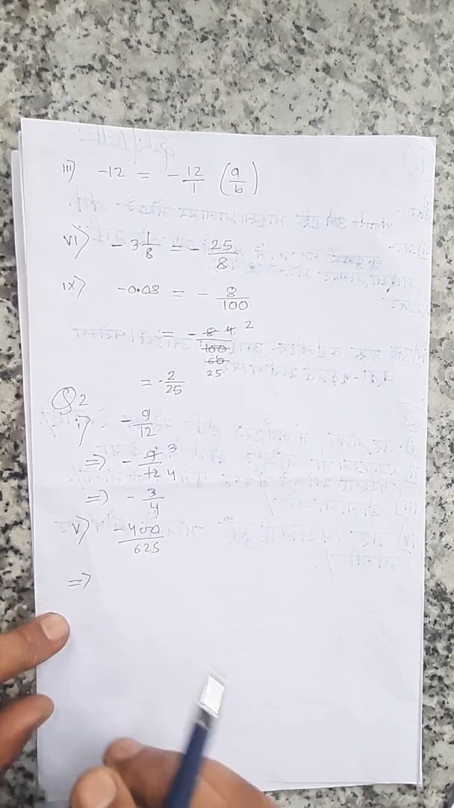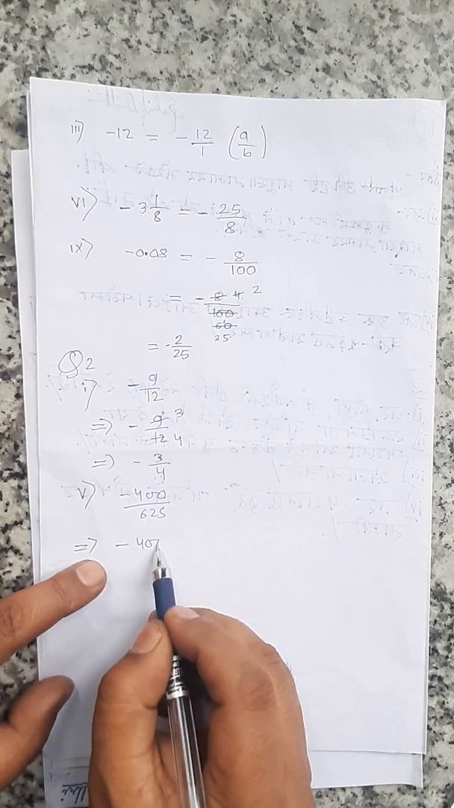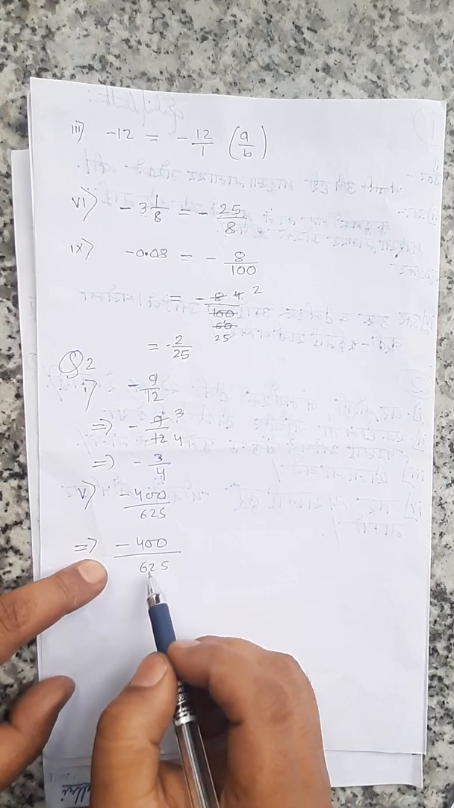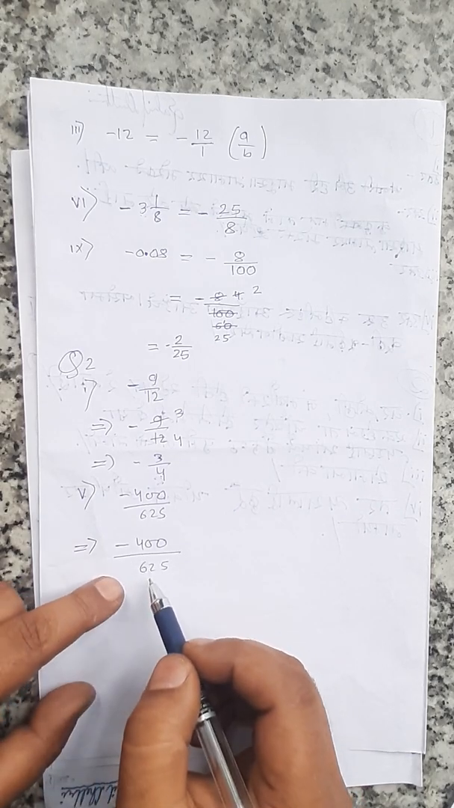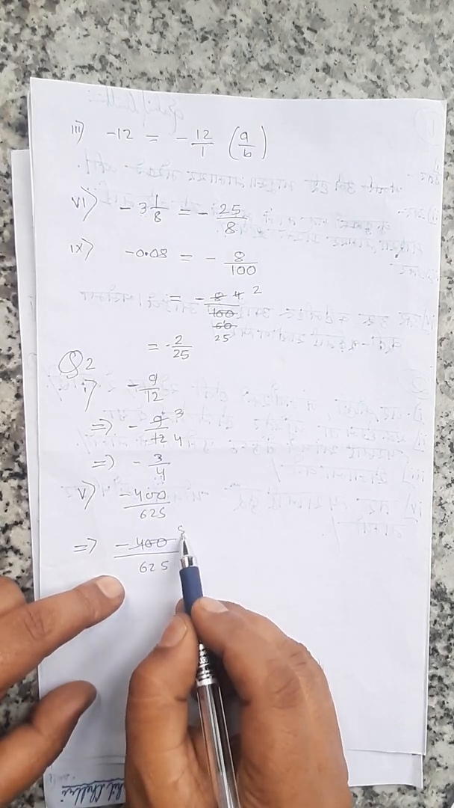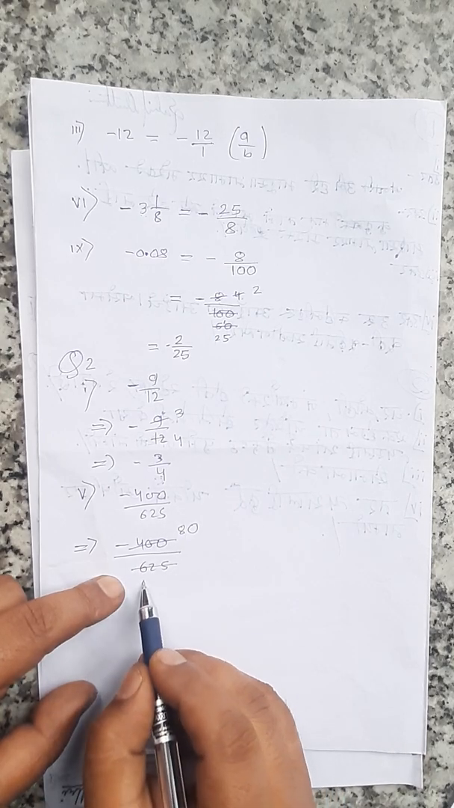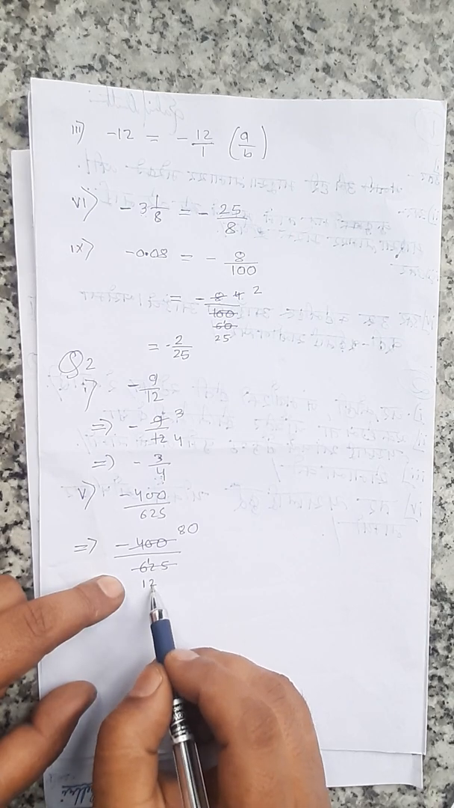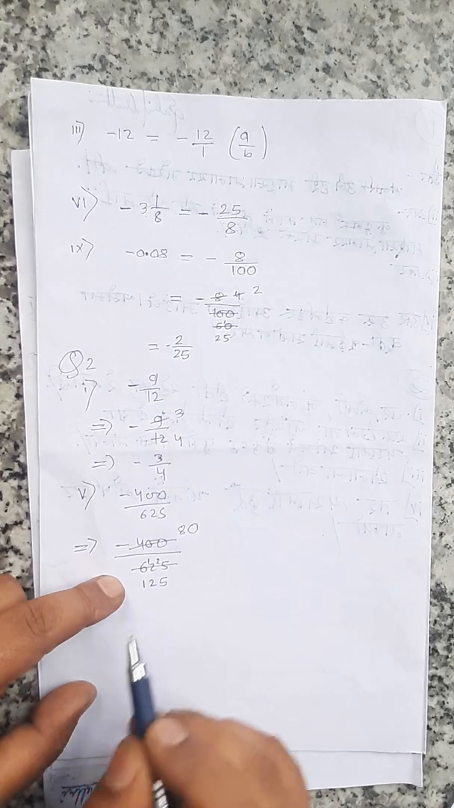I will show it here: minus 400 divided by 695. Now both are multiples of 5. You can cancel both numbers by their common multiple 5. 5 8s are 40, now 0 is left. Then 5 1s are 5, 1 is left. 5 2s are 10, again 2 is left. 5 5s are 25.